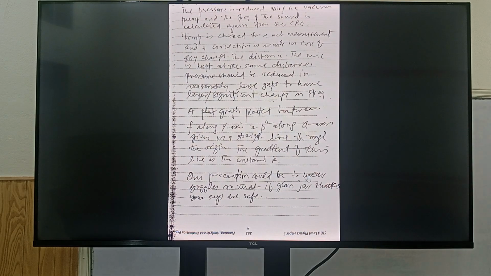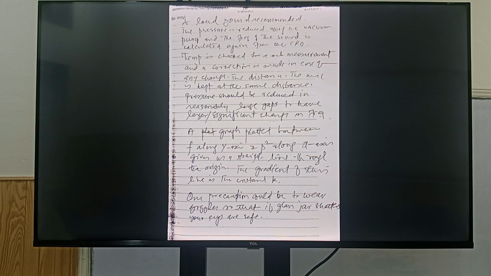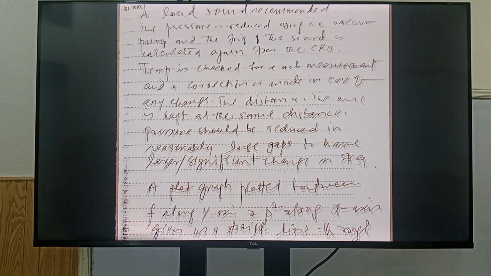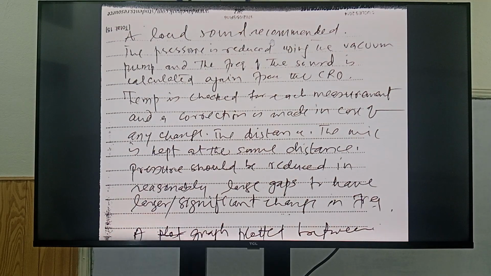Moving on to the next page, a loud sound is recommended, so it can be recorded easily by the mic, and a signal appears on the screen which is of reasonable height. The pressure is reduced using the vacuum pump, and the frequency of sound is calculated again from the CRO. That means you will repeat this measurement 6 times. Temperature is checked for each measurement, and a correction is made in case of any change.